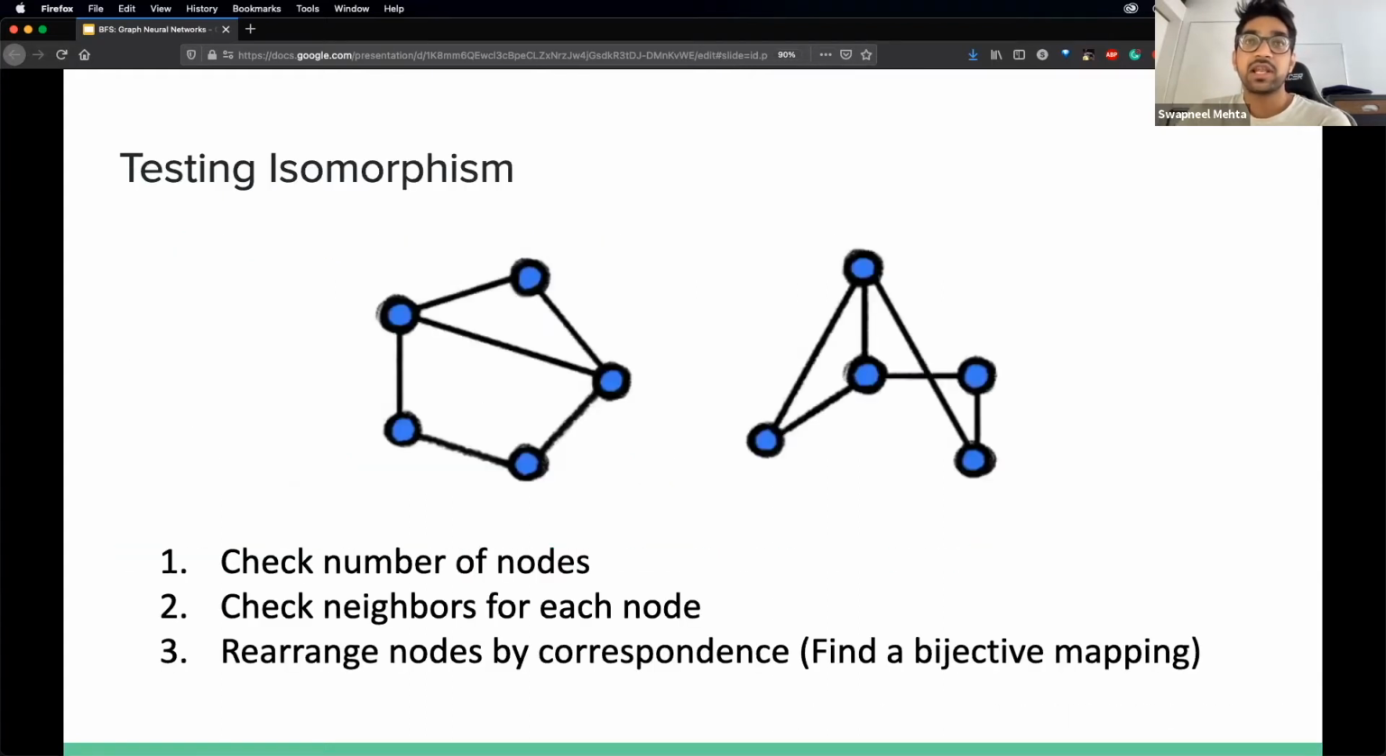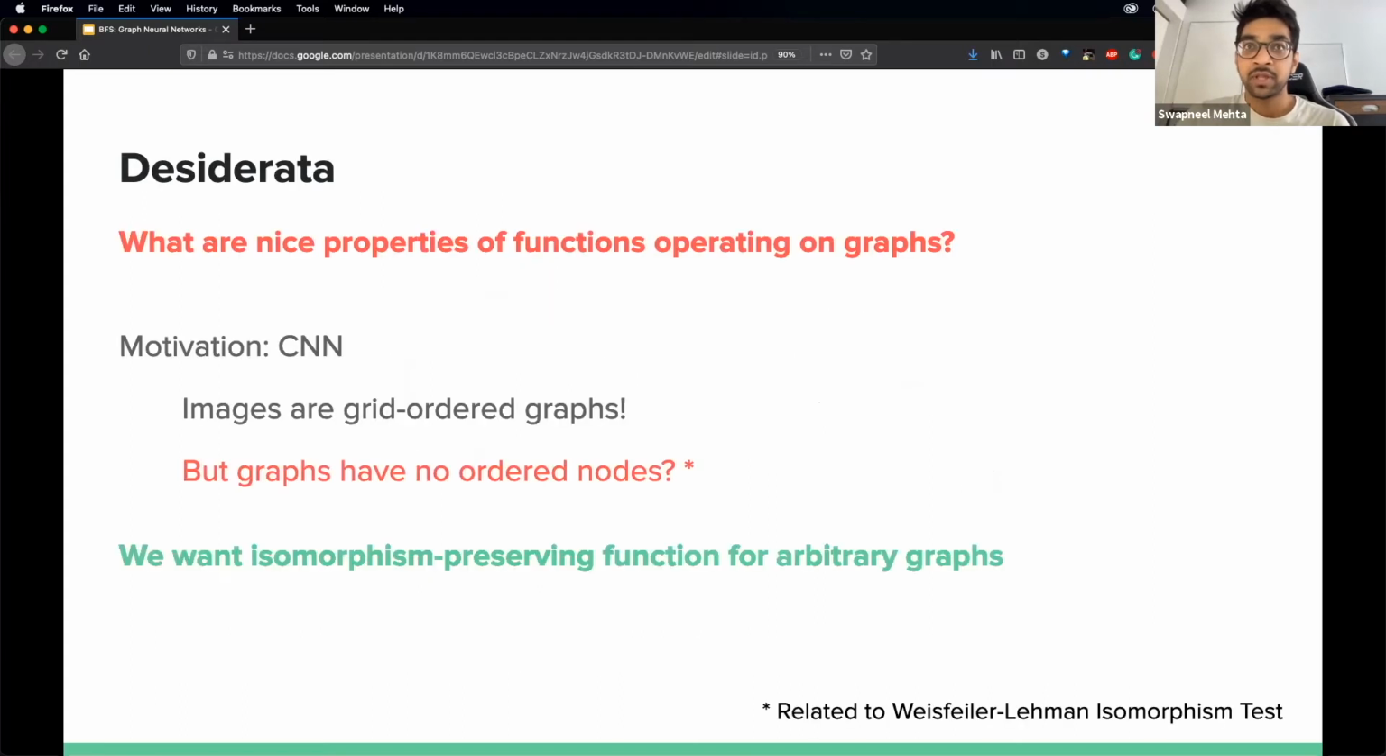So the graph on the left and the graph on the right are the same graph. That is what I mean by nodes are not ordered. You can visualize it in any way. You can also consider an operation on it in any way. And so you want your function ideally to give the same output for both graphs because they are the same graph, which means we want an isomorphism preserving function for arbitrary graphs.